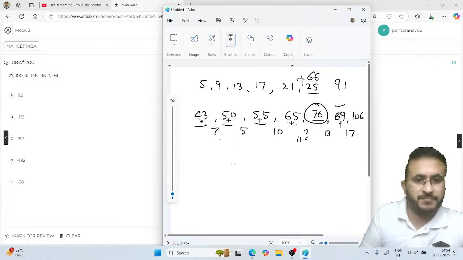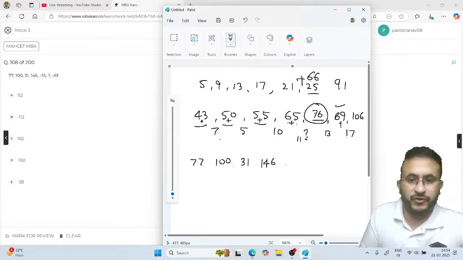Okay, so next number is 77 and 100, 31, 146 minus 50, one number missing and minus 61. Okay, so इसमें 23 ऐड करना है, minus 69, 115 minus 161.